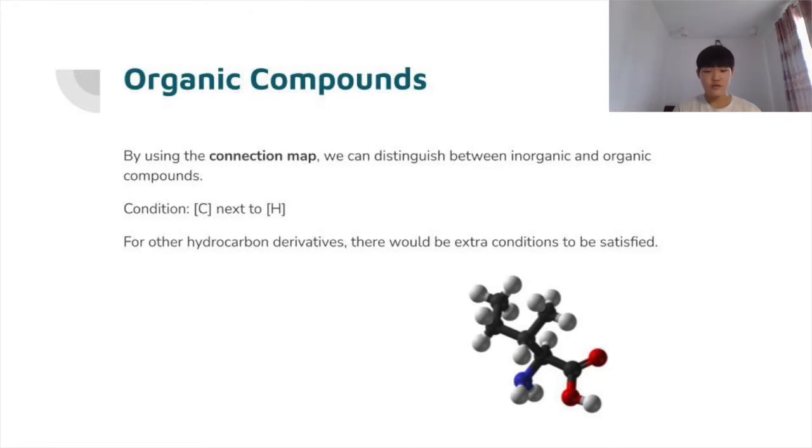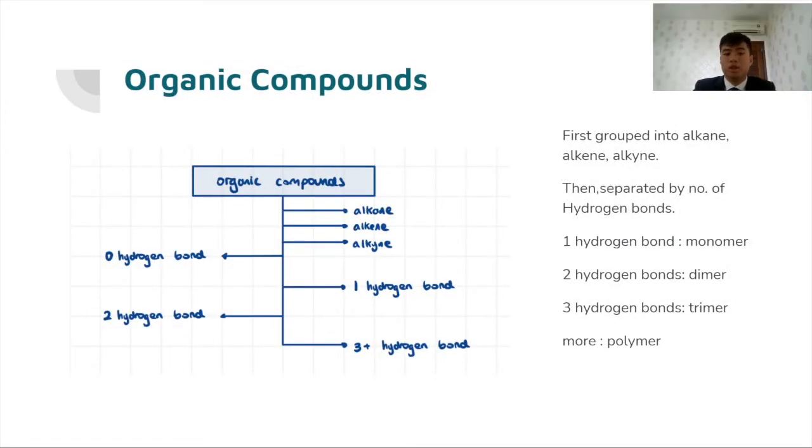The condition for this to be true will be when a carbon atom is next to a hydrogen atom in the connection map. For other hydrocarbon derivatives, there will be extra conditions to be satisfied. We first grouped the compounds into alkane, alkene, and alkyne. Then we have considered the number of hydrogen bonds in the compound, with one hydrogen bond being monomers, two hydrogen bonds being dimers, three being trimers, and compounds with more as polymers.